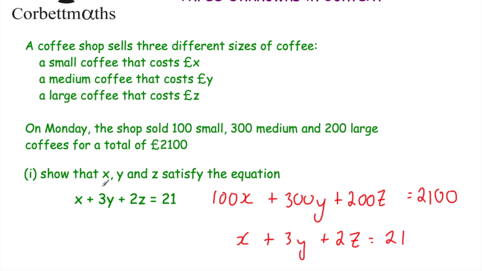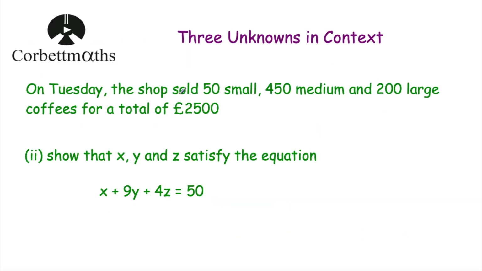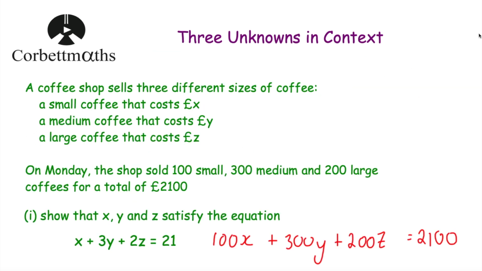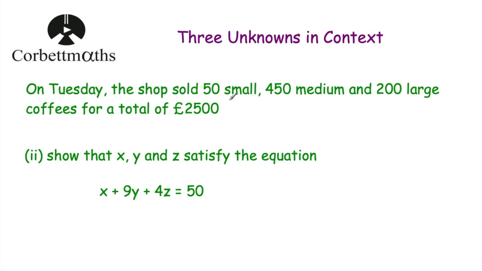So we've done part 1. For part 2, we'll probably be asked to create another equation. So let's have a look at that. We're then told on Tuesday, so part 1 was on Monday, now we're on Tuesday, the shop sold 50 small coffees, 450 medium coffees and 200 large coffees for a total of £2,500. And we've been asked to show that x, y and z satisfy the equation x plus 9y plus 4z equals 50. So we just want to create another equation here.